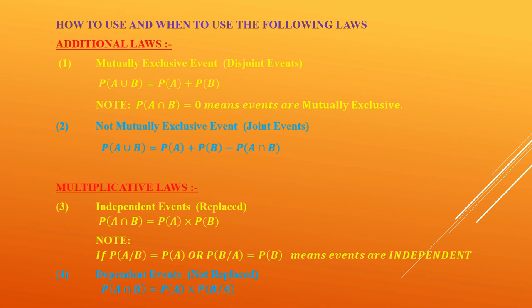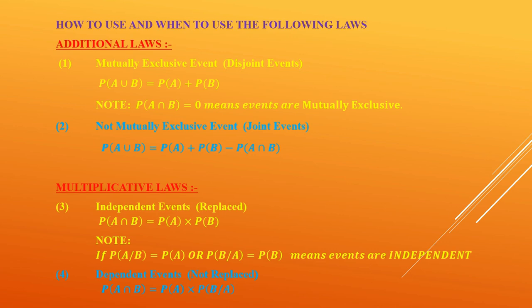Therefore, probability of A intersection B equals 0. If probability of A intersection B is not equal to 0, it shows the events are not mutually exclusive. So you should remember: probability of A intersection B equal to 0 means the events are mutually exclusive, otherwise not mutually exclusive.